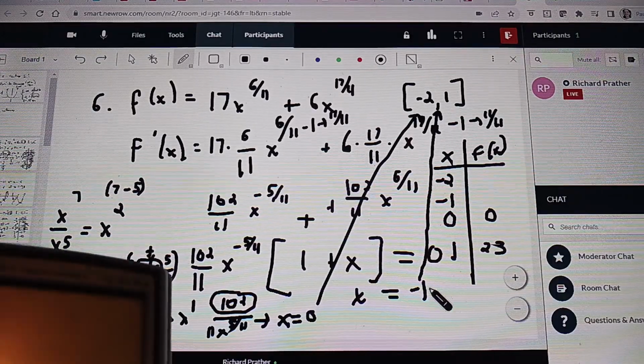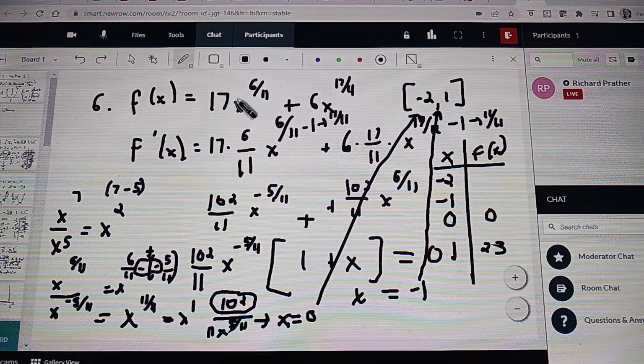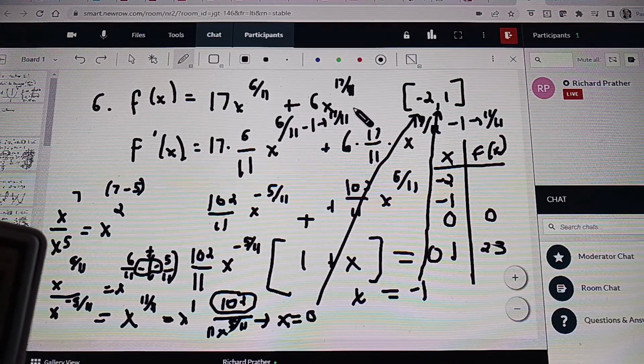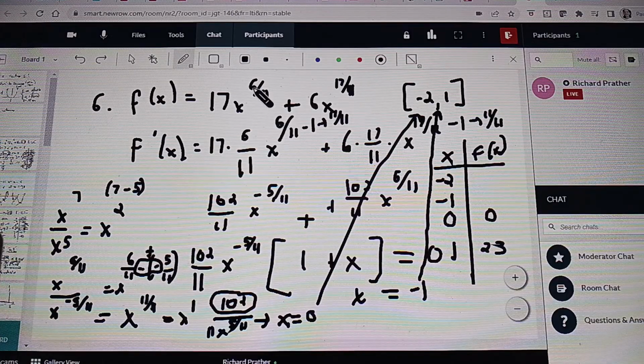For -1, the 11th root, luckily these are 11th roots because then you can plug negatives in. Normally an odd root of -1 is -1. And then when you raise it to the 6th power, it would turn into +1. So that would make this part 17. But when you raise it to the 17th power, that'll be -1. Times 6 is -6. So 17 minus 6 is 11 when I plug in -1.